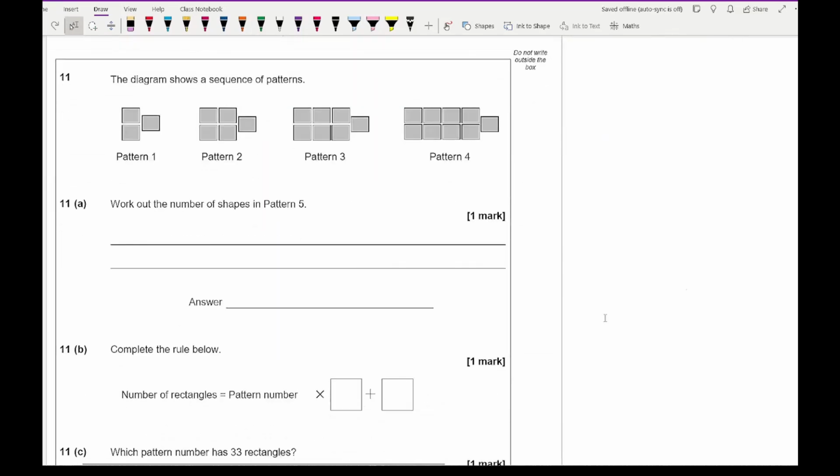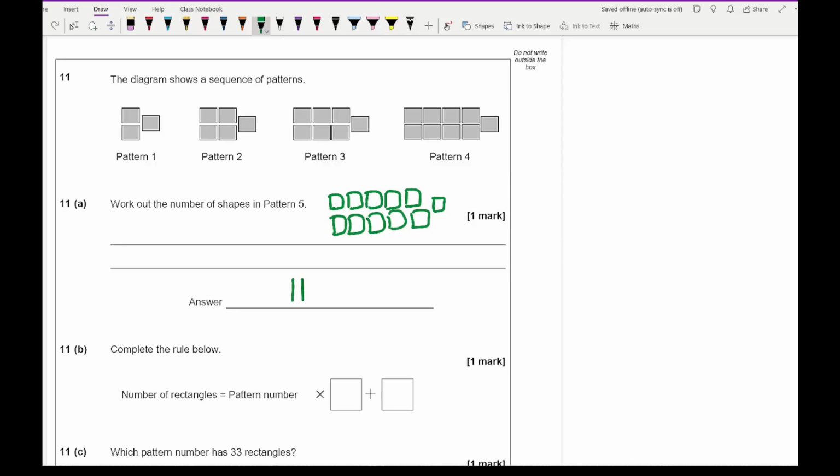Moving on to question 11, it says the diagram shows a sequence of patterns, and the question asks to work out the number of shapes in pattern 5. Here I'll draw it. Rather than having 4, I'm going to have 5, and I'm still going to have 1 at the end. So that gives me a total of 11.